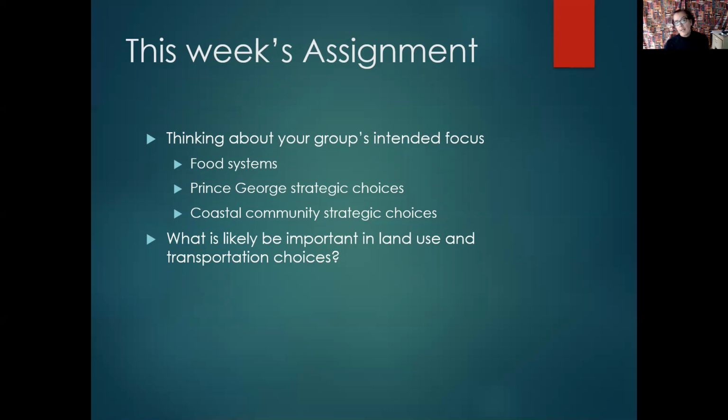Those of you who have chosen Prince George can, of course, fish through the Prince George Sustainability Plan, with the caveat that it doesn't say much about transportation.